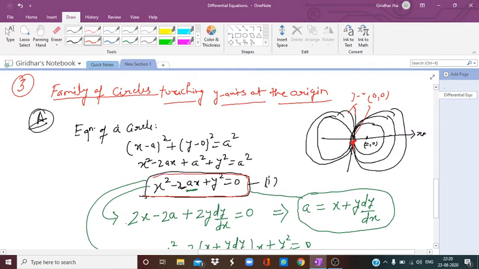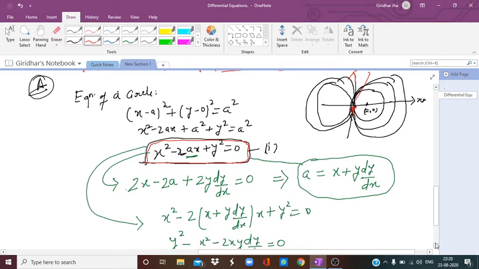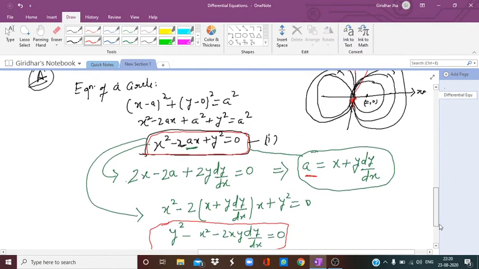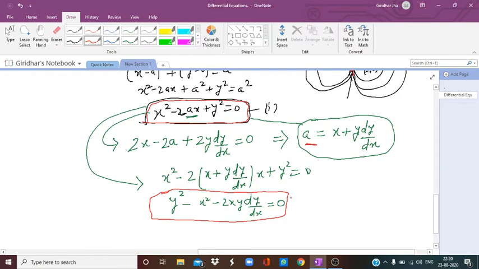Fine. Then while looking at this equation, we came to know there is only one arbitrary constant. So we have to differentiate once only. After differentiating and eliminating this arbitrary constant a, and then again substituting into equation 1, finally we have this differential equation. This is the formation of the differential equation, the solution. This is your differential equation for the given problem.